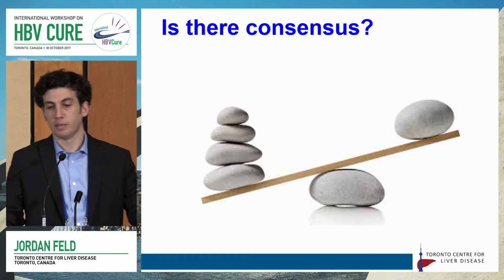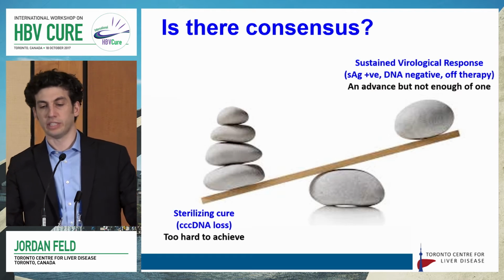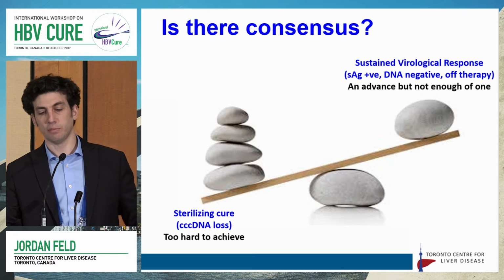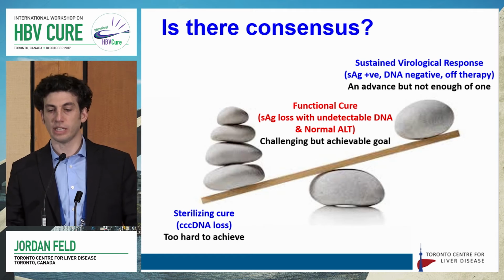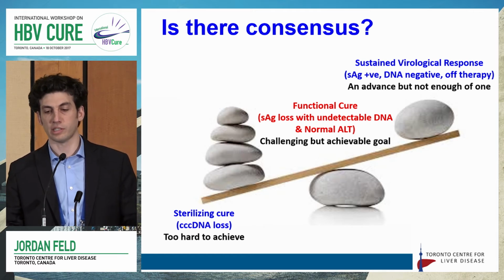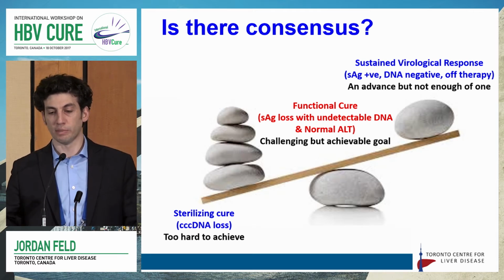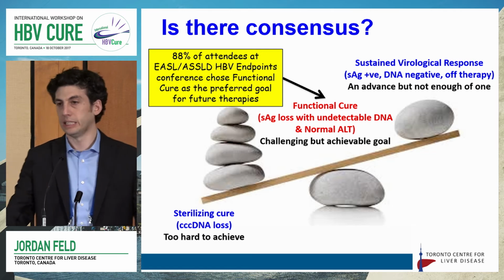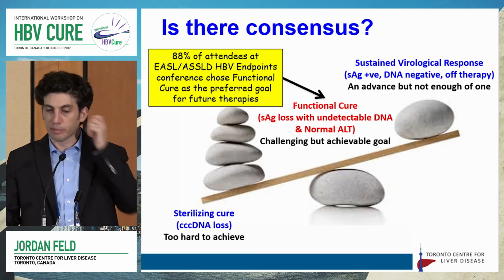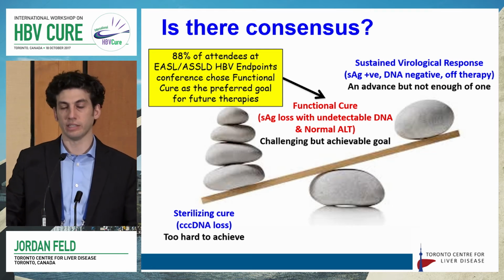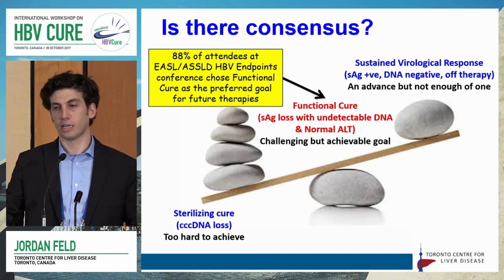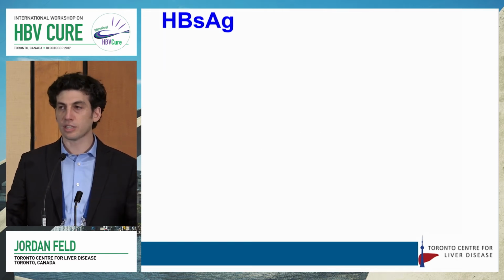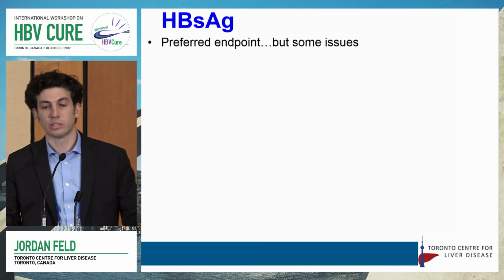So is there consensus? Well, Fabien told us this morning about the conference last year and this discussion between sterilizing cure versus an off-therapy sustained response, and really most people have settled on this idea of functional cure with surface loss, undetectable DNA, and normal ALT, and this was actually the endpoint that was favored by the majority of attendees at the EASL-ASLD Endpoints conference last year. So this has sort of become the target, and we certainly talked about that today, but let's just think about some of the caveats with surface antigen.